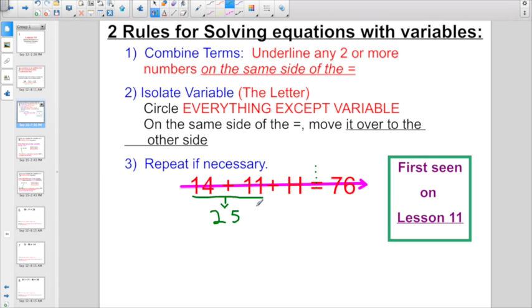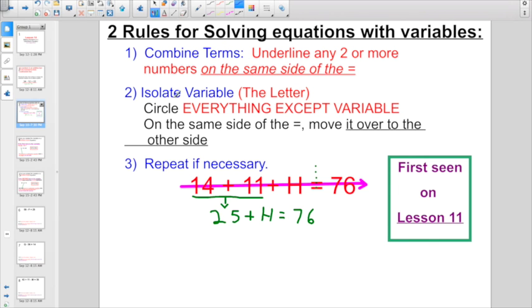I did not underline that plus sign, so I'll just rewrite them. I did not underline that h, so I'm going to rewrite him. I didn't underline the equal sign, so I'm going to rewrite him. And I didn't underline 76, so I'll rewrite him. This is review, but I still have people out there who are not doing this and get confused.